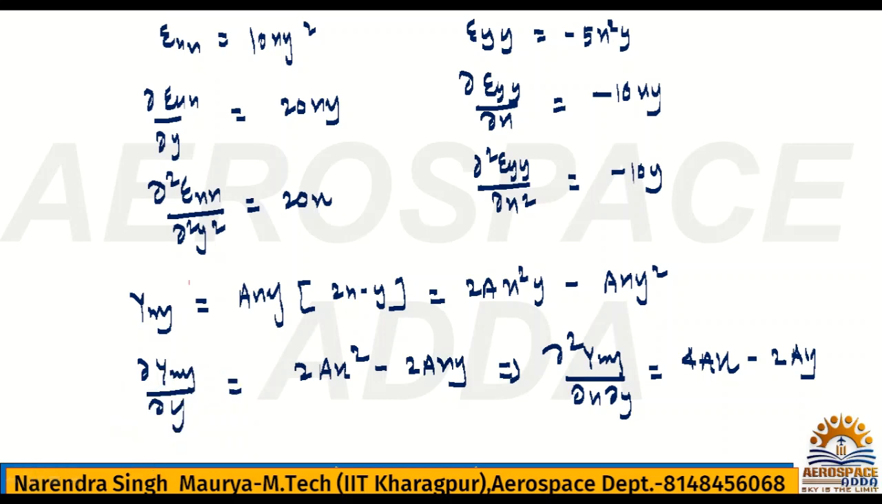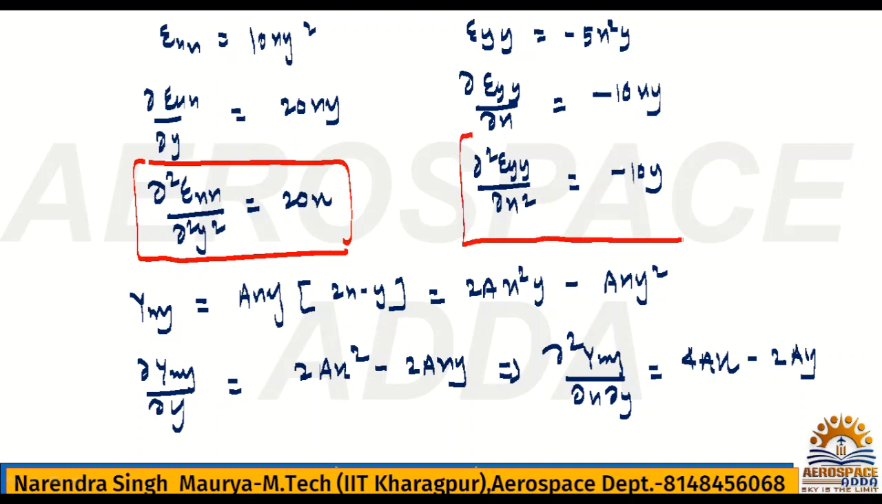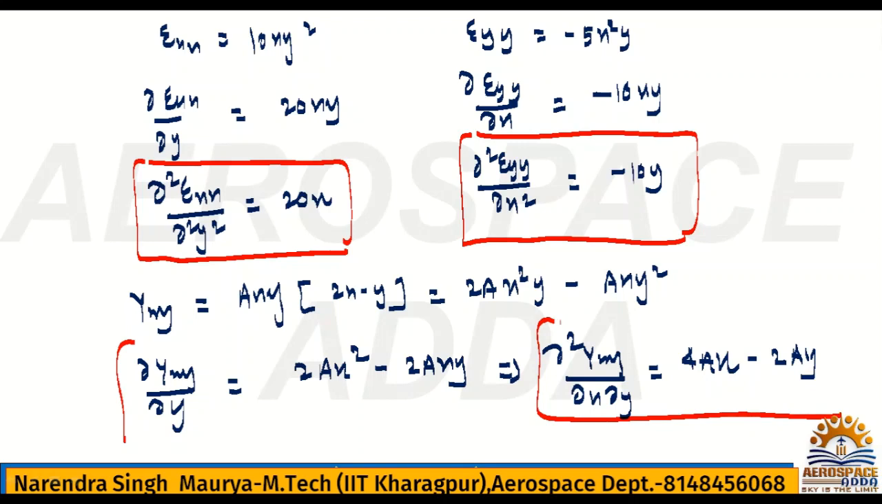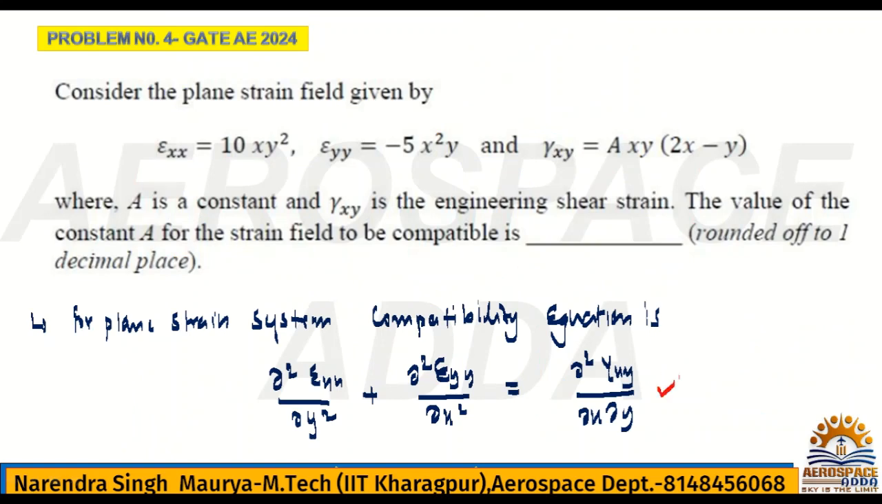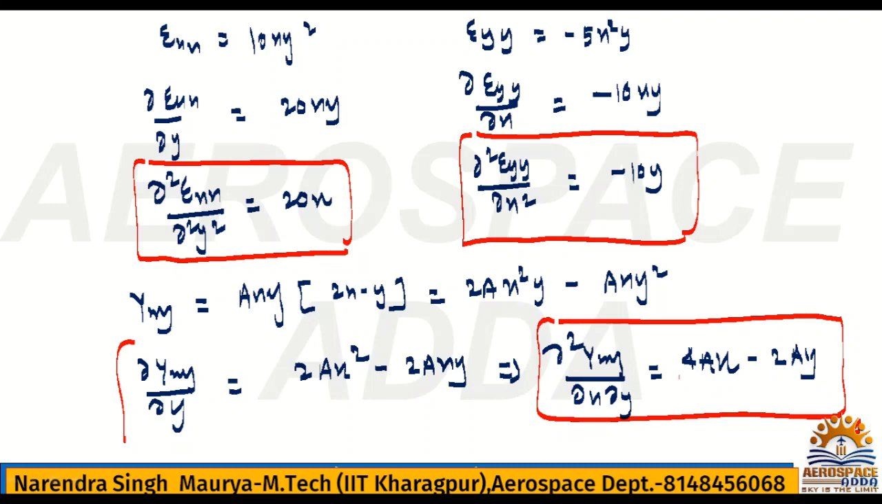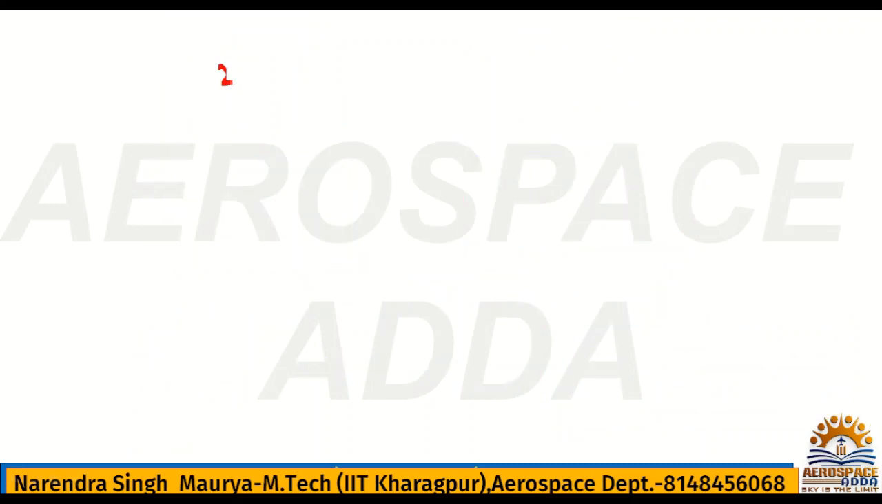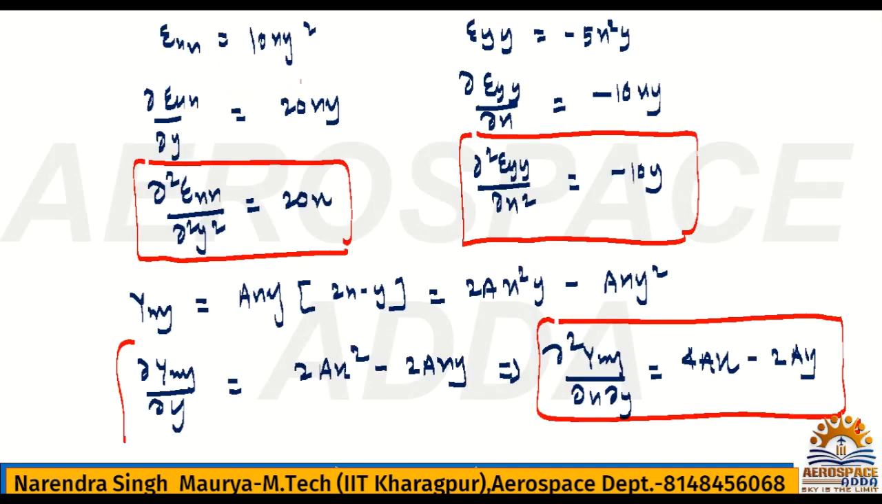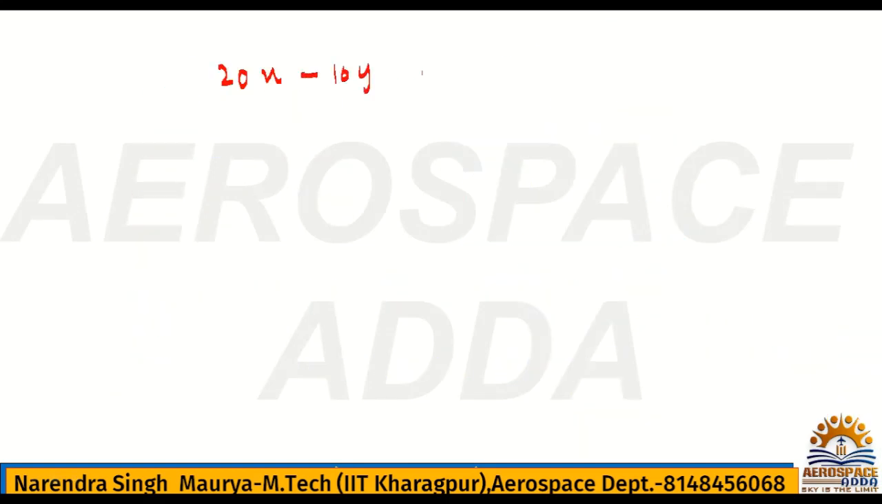Now we'll put all these values, whatever we got here, in the compatibility equation. Simple. The problem is very simple, the thing is only time consuming. You just put this value in the compatibility equation. This is your compatibility equation, you just satisfy it with this. So what you will have? 20x minus 10y is equal to 4ax minus 2ay.